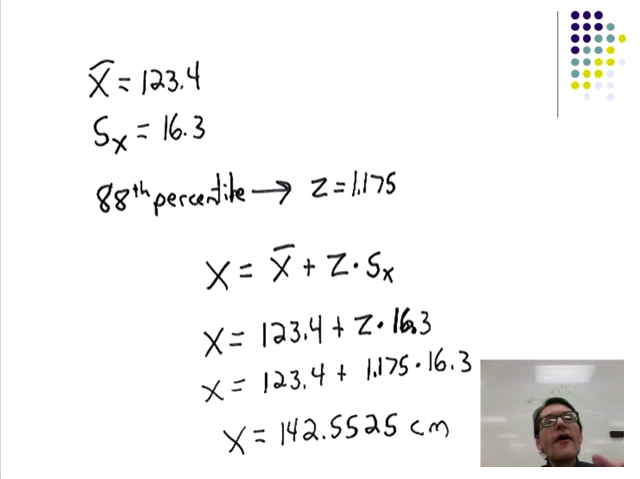I can go from raw scores to z-scores to percentiles, and from percentiles to z-scores to raw scores. I'm just going in the opposite direction on this one.